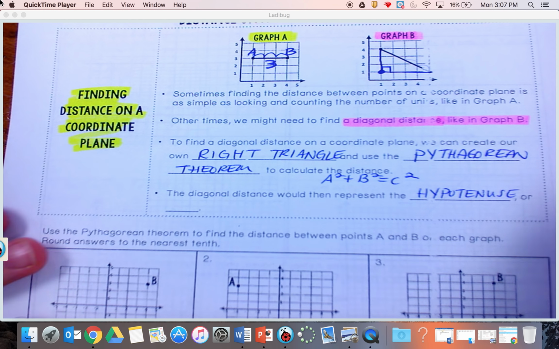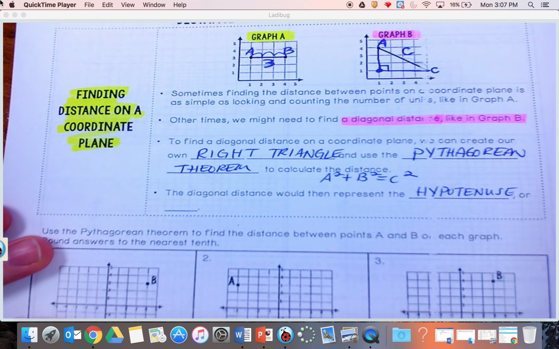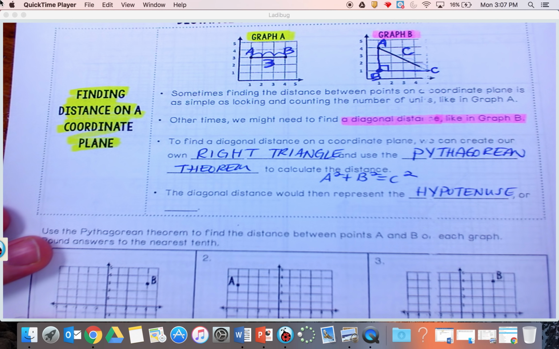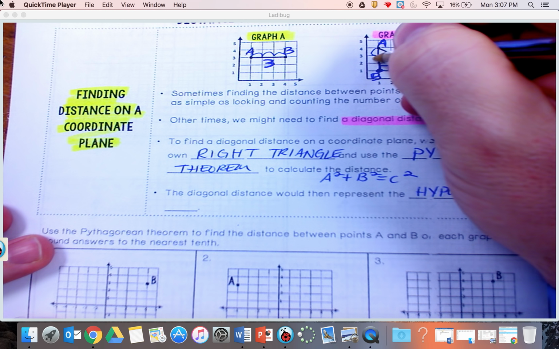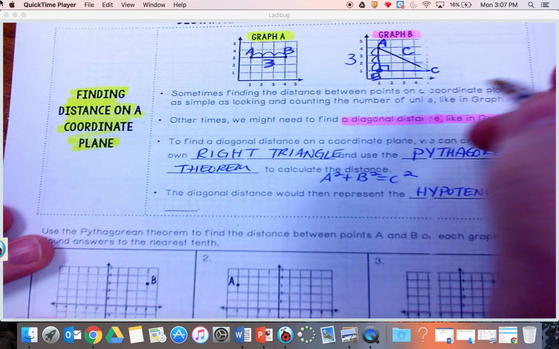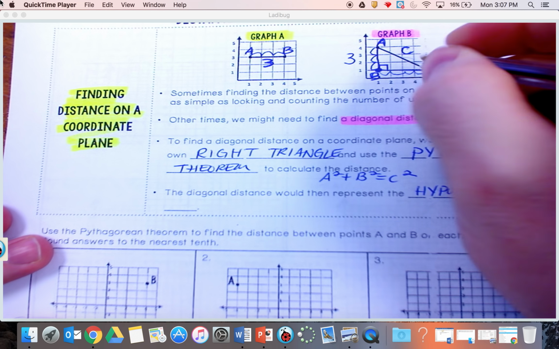Here's my hypotenuse, and that's what I don't know. I don't know the distance between A and, in this case, C. But I did make this point B here, and now I can work this out because I can see that the distance from A to B is 1, 2, 3. I know the distance on the bottom leg is 1, 2, 3, 4.